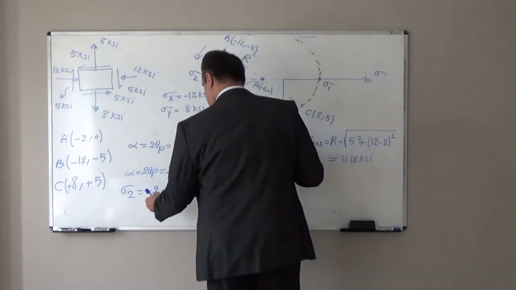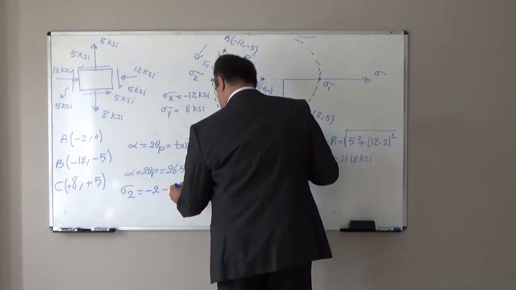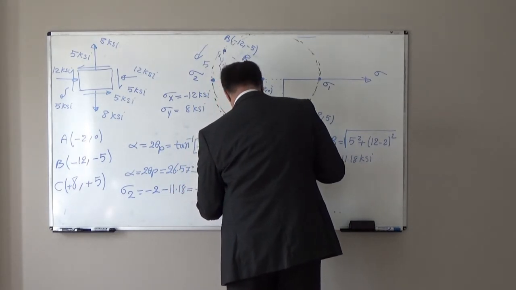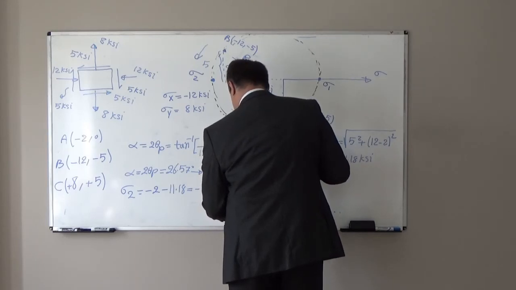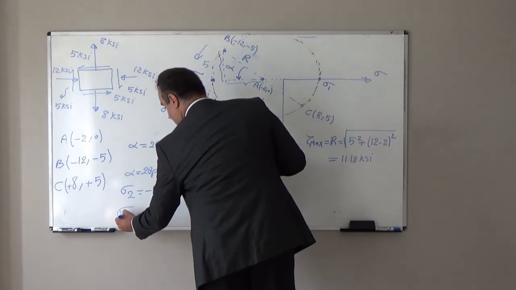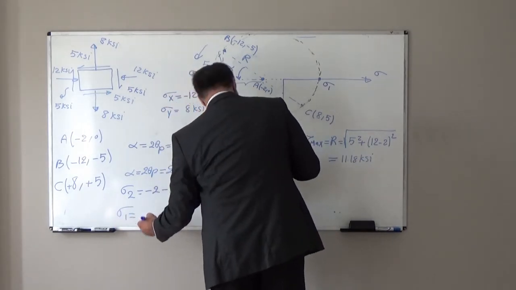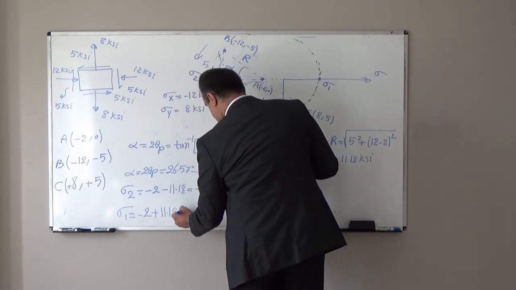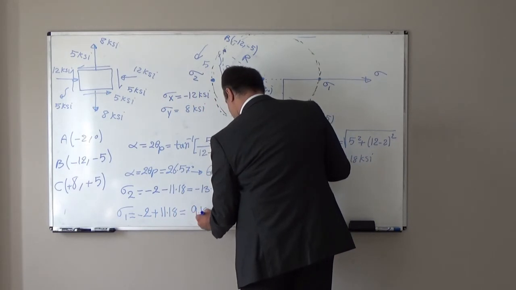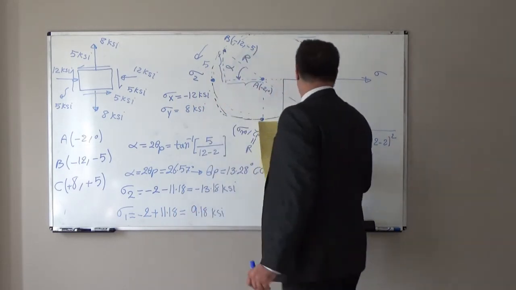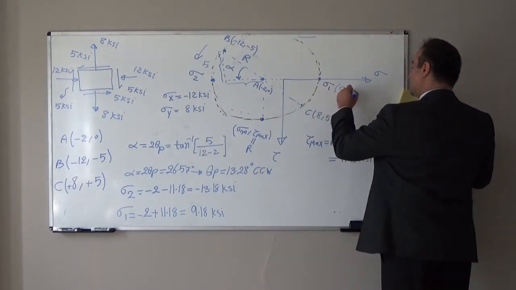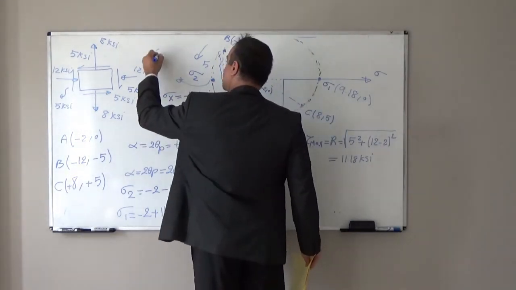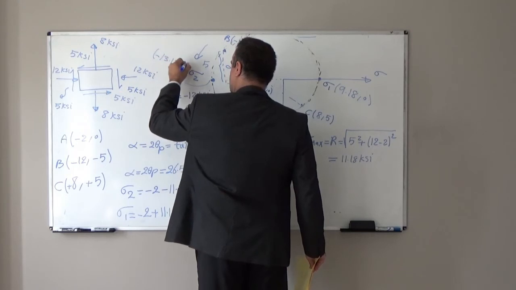So sigma 2 will be equal to sigma m minus r. That is minus 2 minus 11.18, which will be equal to minus 13.18 KSI. Sigma 1 will be equal to sigma mean plus the radius, so minus 2 plus 11.18, it will be equal to 9.18 KSI. So this is the 9.18, 0 coordinate, and this point is minus 13.18, 0.